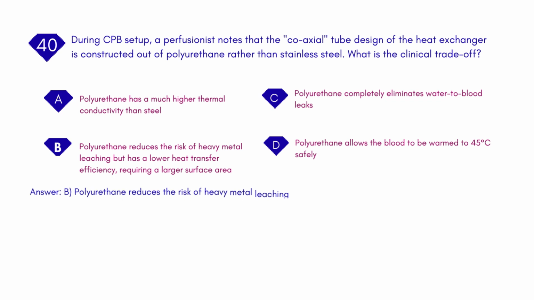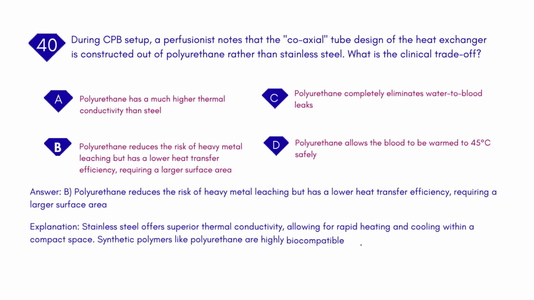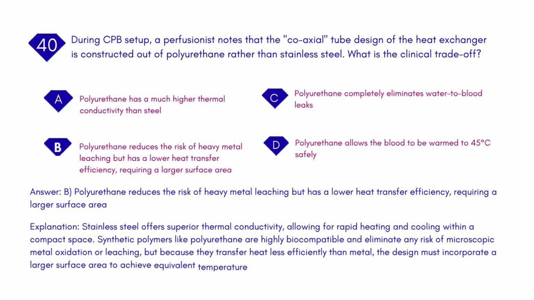Answer: B. Polyurethane reduces the risk of heavy metal leaching but has a lower heat transfer efficiency, requiring a larger surface area. Explanation: stainless steel offers superior thermal conductivity, allowing for rapid heating and cooling within a compact space. Synthetic polymers like polyurethane are highly biocompatible and eliminate any risk of microscopic metal oxidation or leaching, but because they transfer heat less efficiently than metal, the design must incorporate a larger surface area to achieve equivalent temperature control.